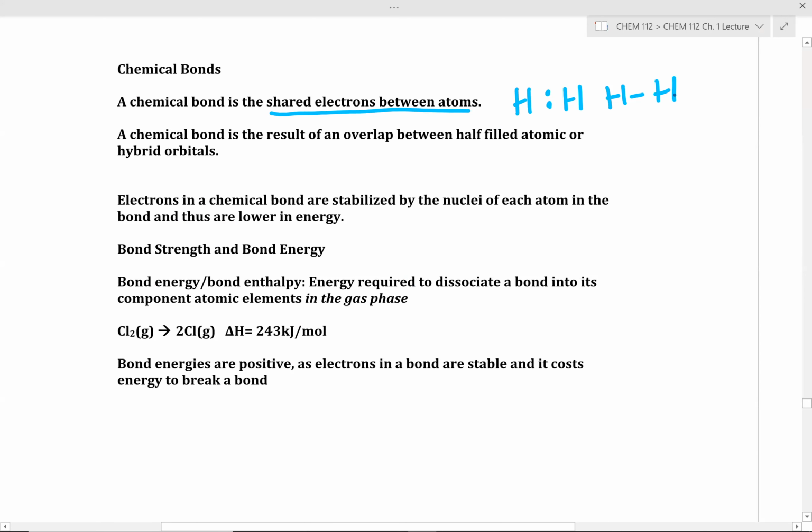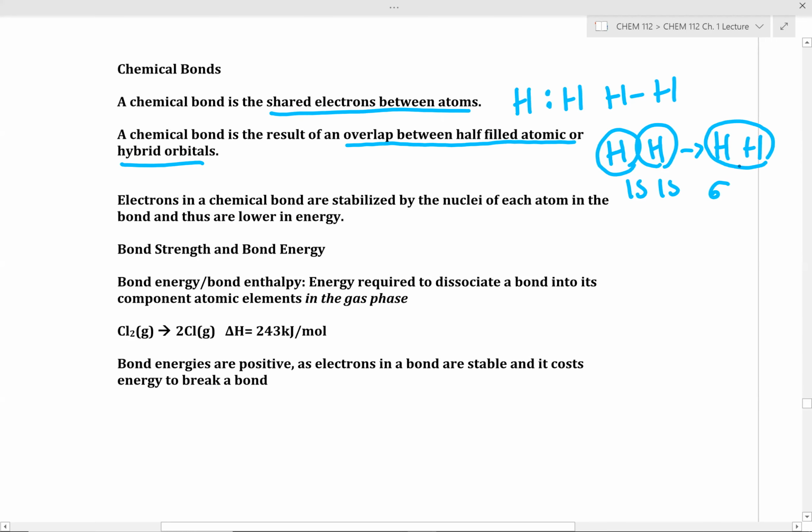atoms. From the perspective of valence bond theory, a chemical bond is the result of overlap between half-filled atomic or hybrid orbitals. So you can draw this exact same interaction as a hydrogen 1s overlapping with a hydrogen 1s, leading to a bonding molecular orbital, or a sigma 1s plus 1s orbital. Both interpretations are valid and both are reasonable ways of looking at bonds. Okay? Now, why do we form bonds?